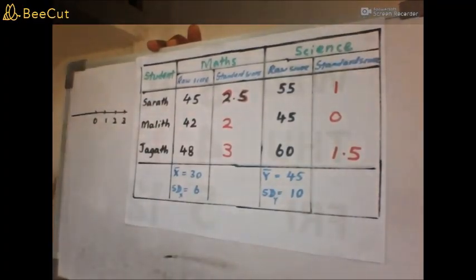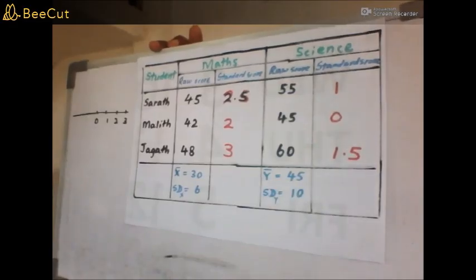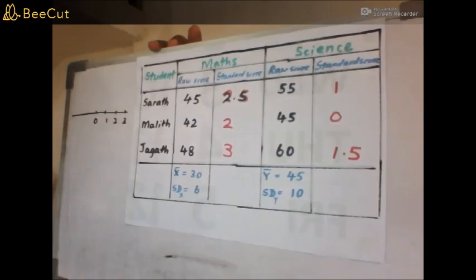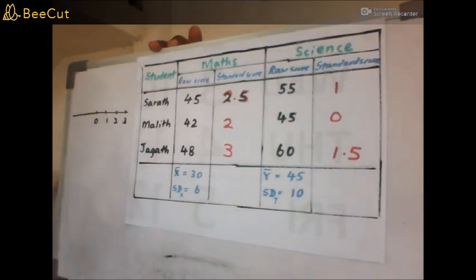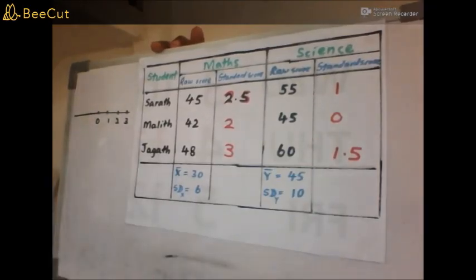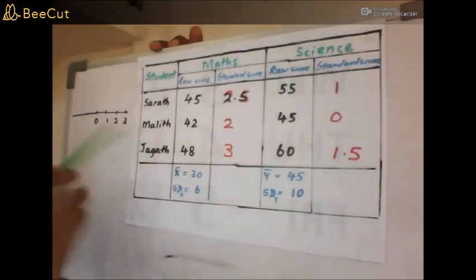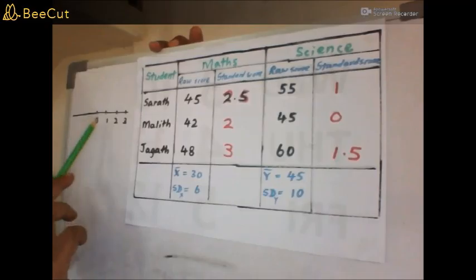If we take Sarath's science marks, 55, we may consider his performance in science is fairly good because it's 55. But when we consider the standard score, it is 1. This implies that his performance in science within his group is weak. It's 1. Within his group, it's not that good. It's closer to the average.